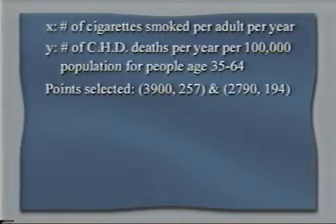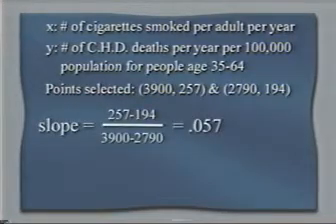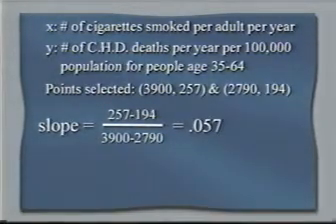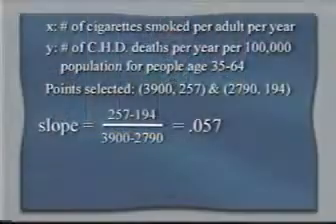Using these 2 points, we obtained a slope of 0.057, which means that if every adult in the country smokes 1 more cigarette per year, 0.057 people would die per 100,000 population from coronary heart disease. Now, 0.057 doesn't sound like a very big number, but again, think about how many hundreds of thousands of adult population there are in this country.